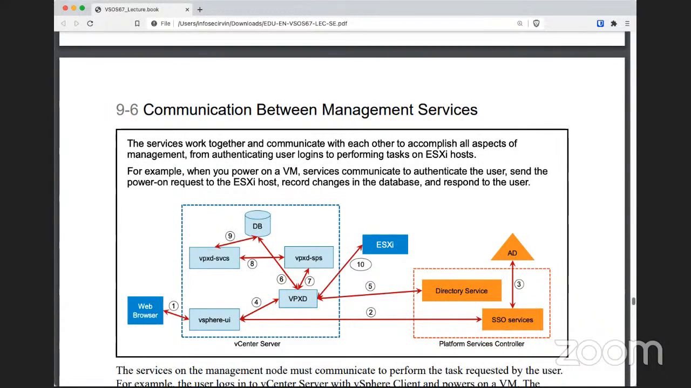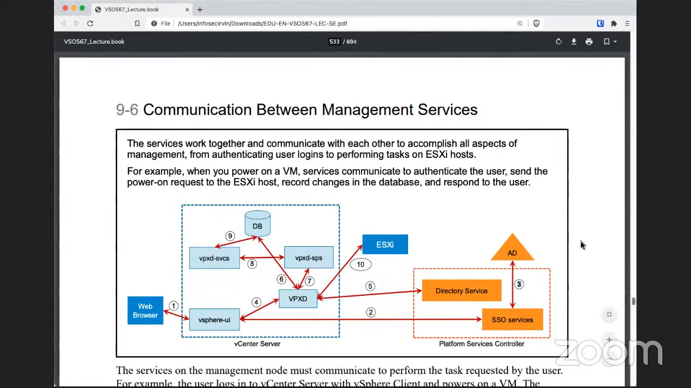You have, for the end user, the web browser. To that, the vCenter server has to have the service vSphere UI running, which is connected to VPXD, which is connected to another service, interconnected to a database with a couple others. Through VPXD, it also communicates directly with the physical hosts. The UI can connect to single sign-on services like Active Directory. And VPXD also connects to other directory services.